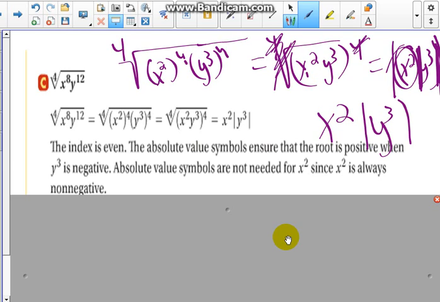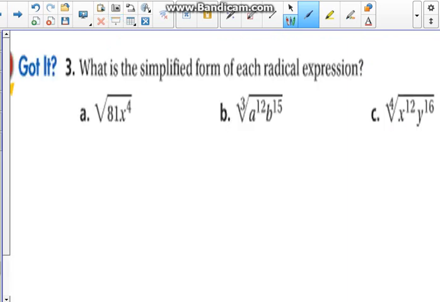Okay, so the absolute value stays on because it is an odd power. Okay, here's the rest of these. You can pause and do these if time allows.